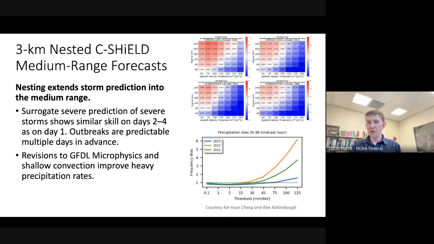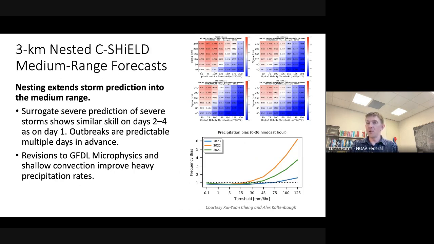So some results from medium range SHiELD. So indeed, nesting we have found extends storm prediction of convective storms. Maybe not individual convective storms, which have a predictability of at most a few hours, but we can start to predict where the threat of convective storms, especially severe weather, may be.